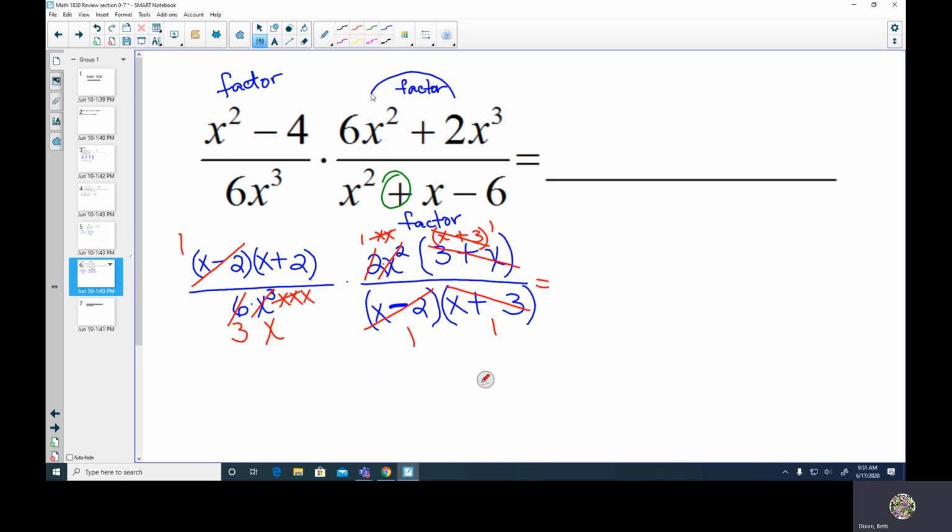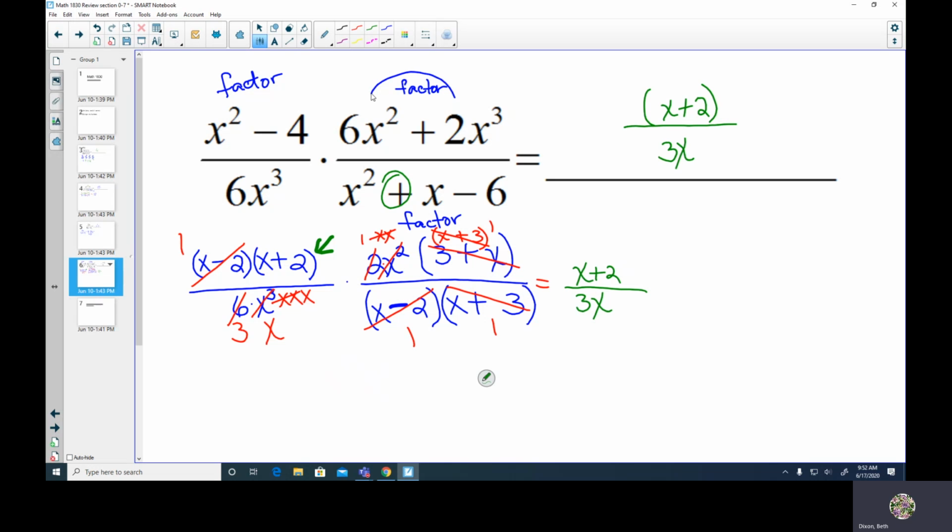So what do I have left? Well, I have an x plus 2. I don't have anything else left on the top. Everything else is marked out. What do I have left on the bottom? I have a 3 and an x times 1 times 1. This up top is an x plus 2 times 1 times 1 times 1, so it's just an x plus 2. So my answer then is x plus 2 over 3x.